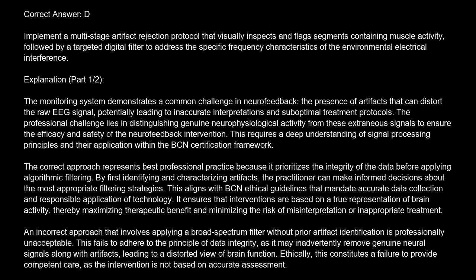The correct approach represents best professional practice because it prioritizes the integrity of the data before applying algorithmic filtering. By first identifying and characterizing artifacts, the practitioner can make informed decisions about the most appropriate filtering strategies. This aligns with BCN ethical guidelines that mandate accurate data collection and responsible application of technology. It ensures that interventions are based on a true representation of brain activity, thereby maximizing therapeutic benefit and minimizing the risk of misinterpretation or inappropriate treatment.